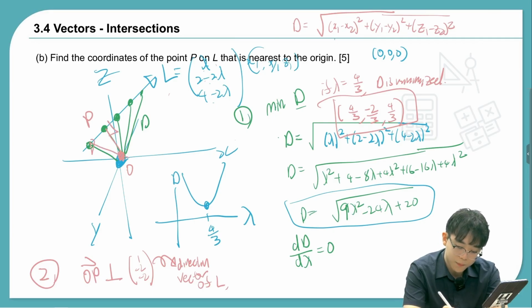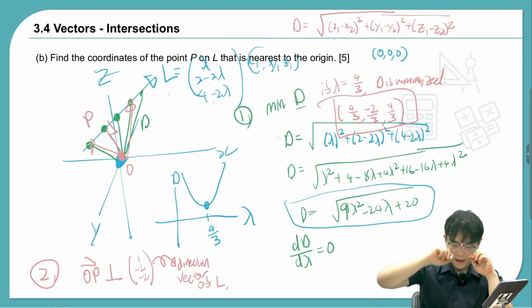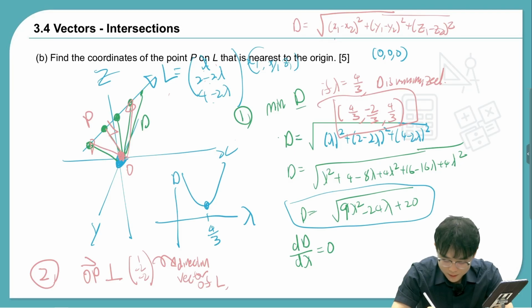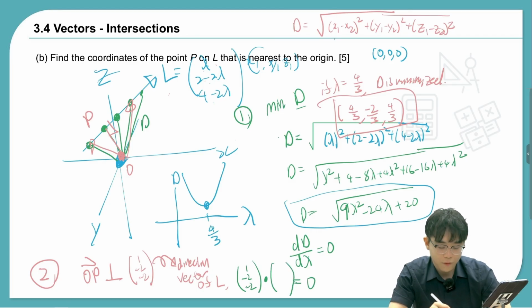For any other point, we see that it's not perpendicular, but when this is perpendicular, we see that we have the shortest distance. So that just means if we were to take the dot product of the direction vector of L, which is 1, -2, -2, with the direction vector of OP, right, that would have to be equal to 0. Now, how do we find the direction vector of OP?